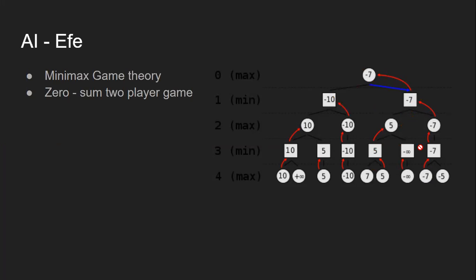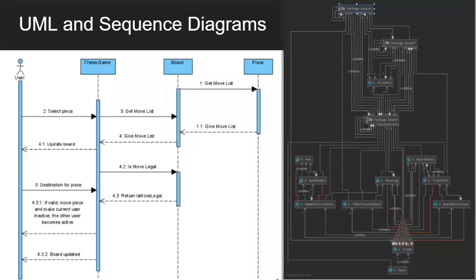So next we have Luther to add the conclusion. As you can see, this is our UML diagram, the sequence diagram showing how the game of chess works.